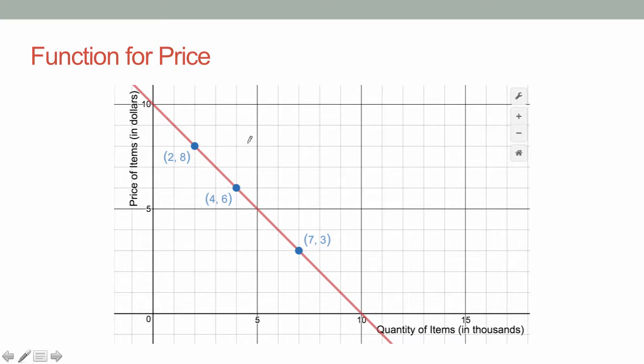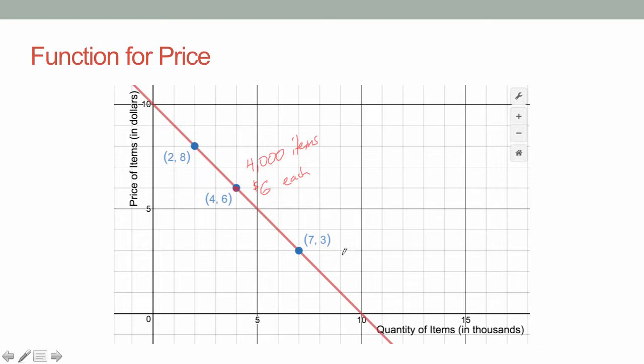There's some points on there. If I increase the quantity, that's my x-axis, quantity of items in thousands, it's going to fluctuate the price of this. So this point right here represents producing 4,000 items. That's how much I'm going to sell at $6 for each item.